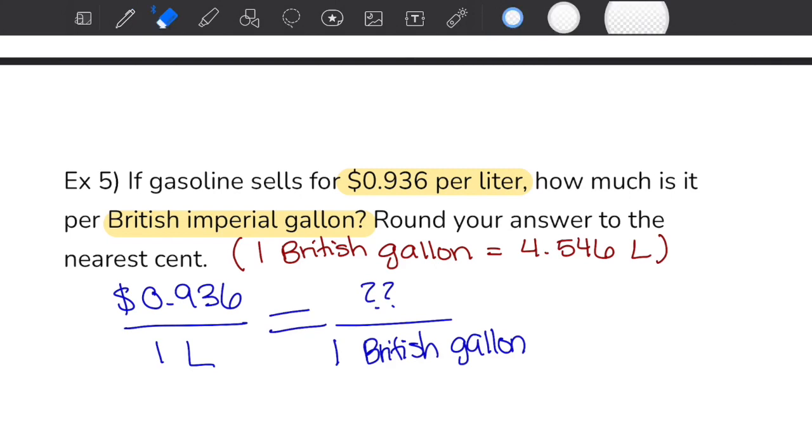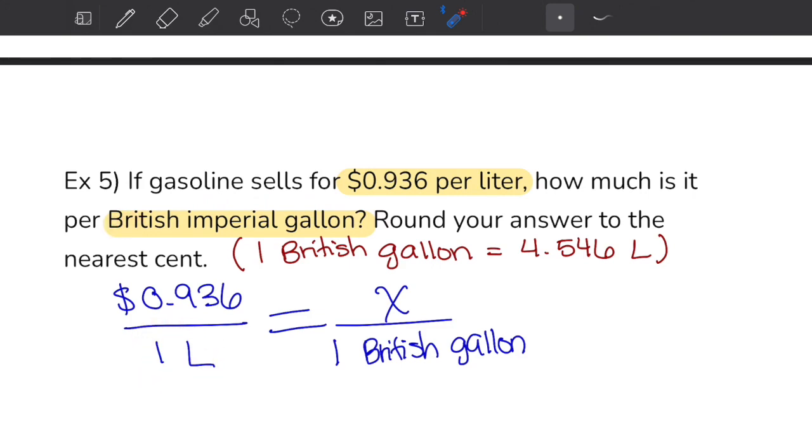And instead of writing that question mark, I'm going to put the letter X. Okay, so now we have a proportion and we should technically cross multiply to get X. However, we have a problem. These two values are not in the same unit. Either both of them have to be in liters or both of them have to be in British gallons. In this case, they both have to be in British gallons because I want to know how much money to pay per British gallon, right? So this has to change to British gallons.